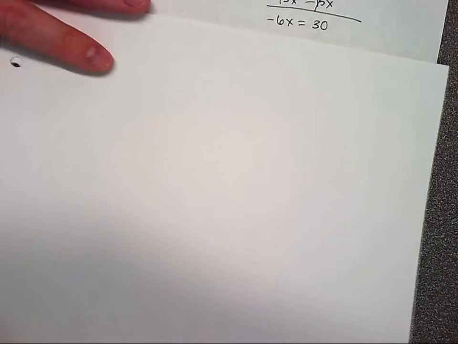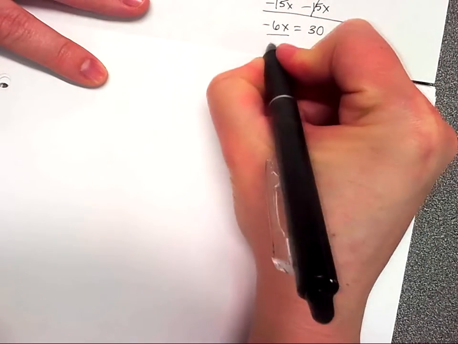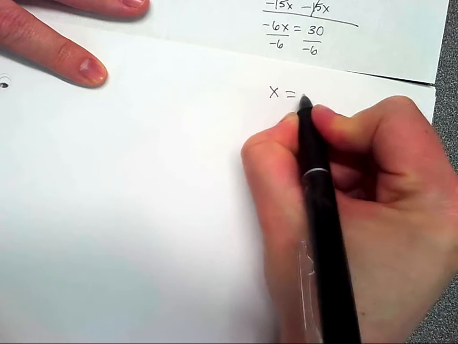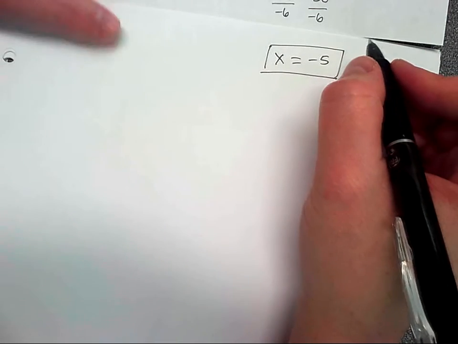Now what? You divide negative 6. Divide both sides by negative 6. And what do I have left? Negative 5. Good. All right.